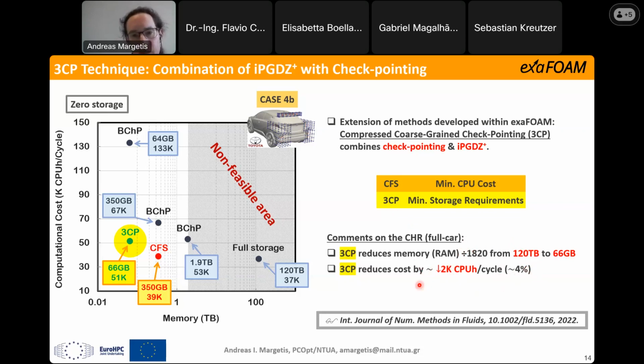If we examine these results in the graph on the left, we can see that the two techniques, CFS and 3CP, dominate binomial checkpointing in the Pareto sense, since both techniques outperform the checkpointing, both in terms of memory and cost.